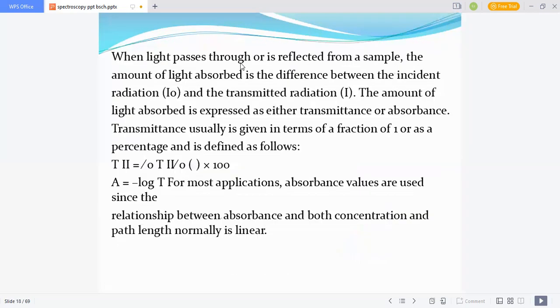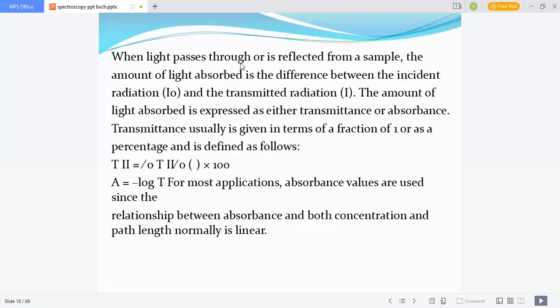Next one. When light passes through or is reflected from a sample, the amount of light absorbed is the difference between the incident radiation I naught and the transmitted radiation I. The amount of light absorbed is expressed as either transmittance or absorbance. Transmittance is usually given as a fraction or a percentage, and is defined as T equals I over I naught, multiplied by 100.